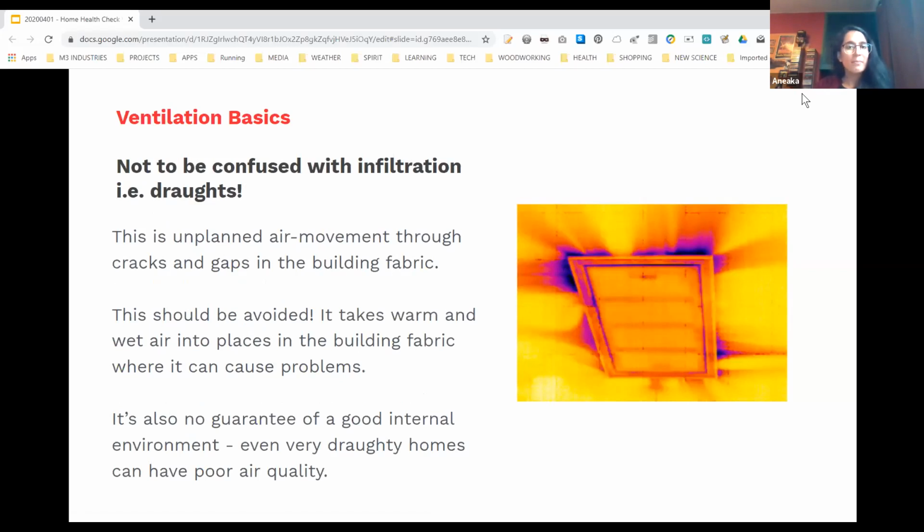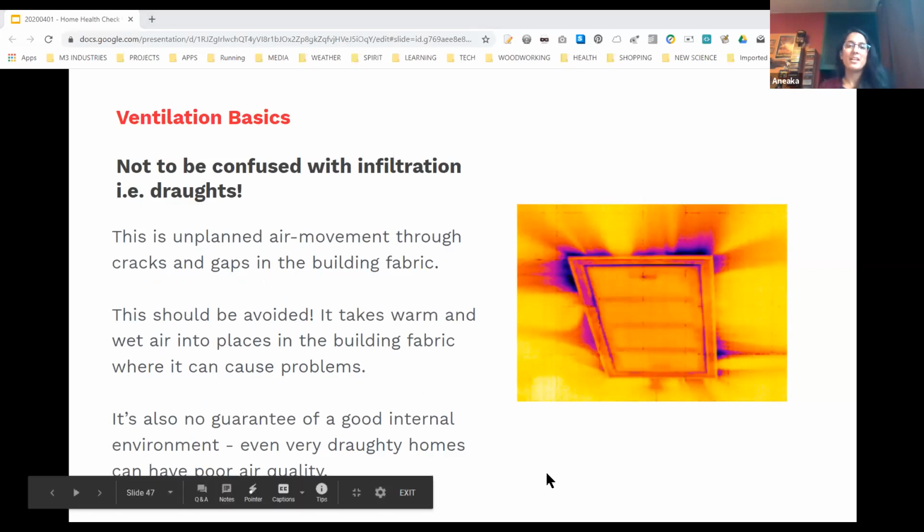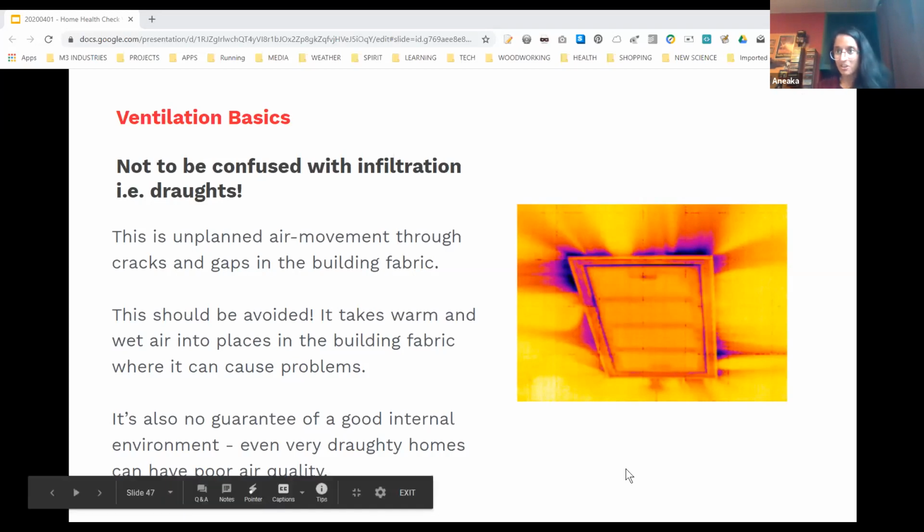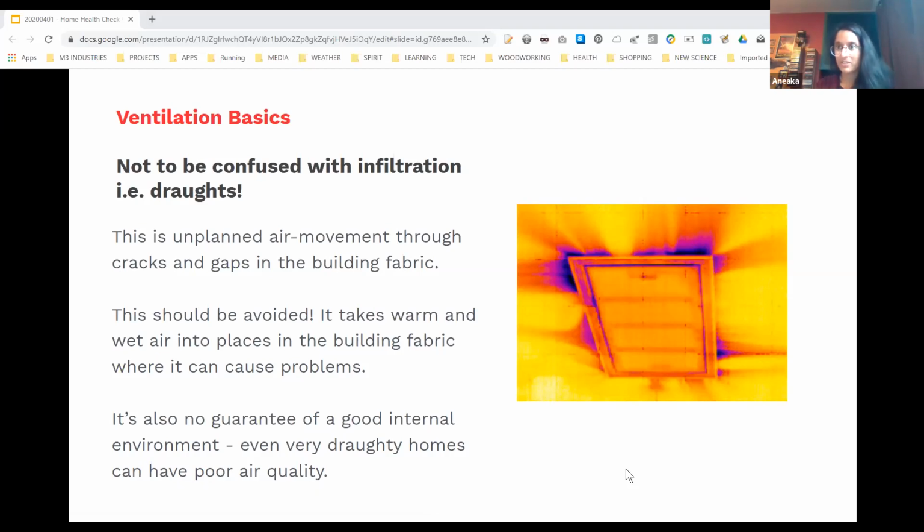So it's important to understand the difference between ventilation and draft. Often some people think, well, I live in a really drafty house, so I don't really need ventilation. This might be a good time to try out the hands up. So hands up if you think, because you live in a very drafty house, you don't really need to think about ventilation. Definitely got a couple of people.